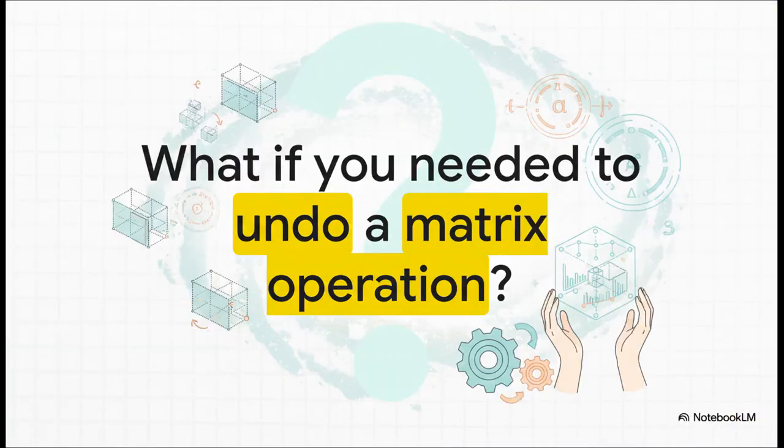So, we've learned how to add matrices and multiply them by a single number. But what if you needed to go backwards? What if you had the final answer and needed to solve for the matrix you started with? That question right there leads us straight into the next crucial topics in linear algebra, matrix inverses and determinants. But for now, you've got the fundamentals down.